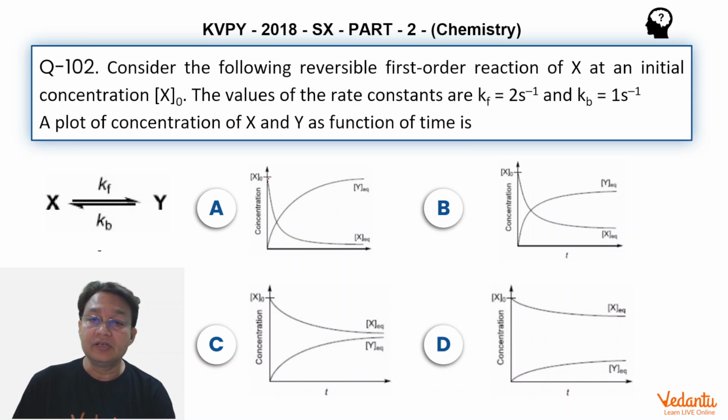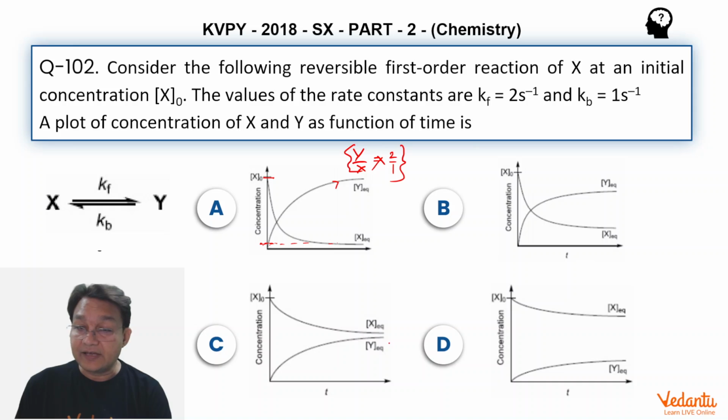The first option, that has decreased by a considerable value, and I don't think that has decreased by 1/3 of the value. It doesn't look like 1/3. That's quite large. So there is a considerable decrease and there is a considerable increase in the concentration. It doesn't look like Y by X is equal to 2 by 1. Okay, so this could not be the option. Looking at this option here, we can see that Y at equilibrium is even less than X at equilibrium. So it could also not be true.